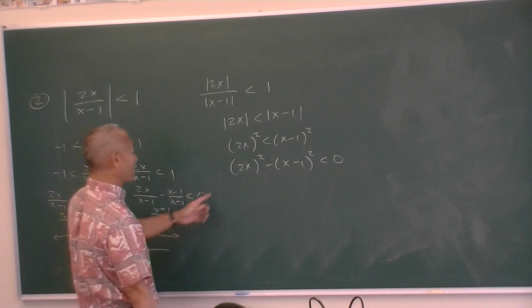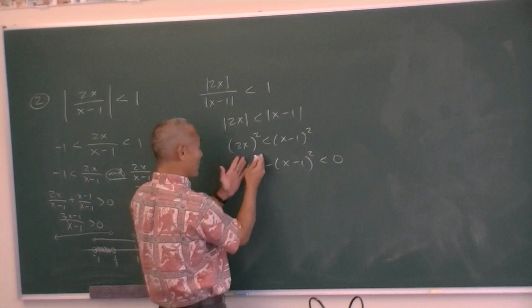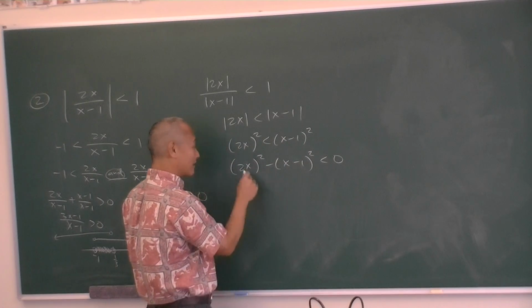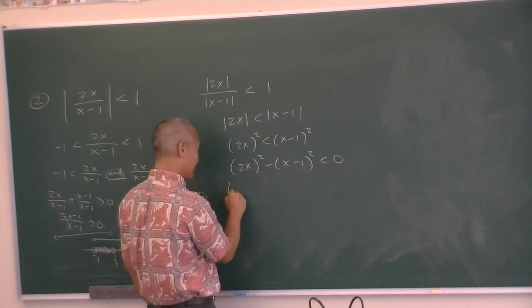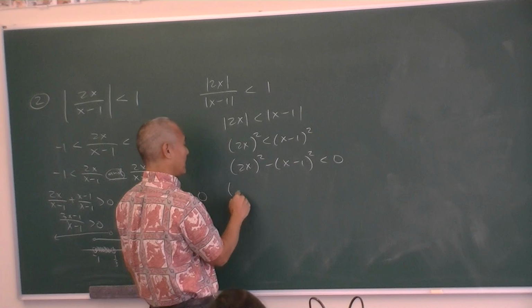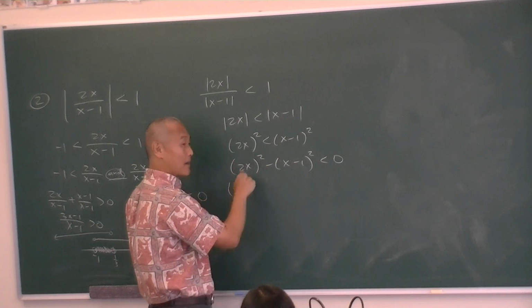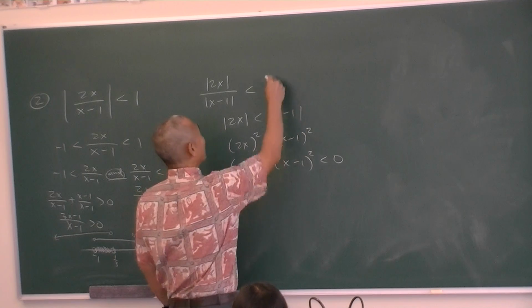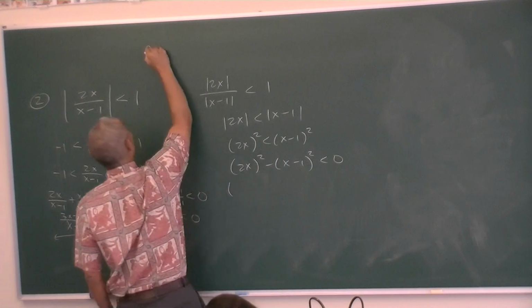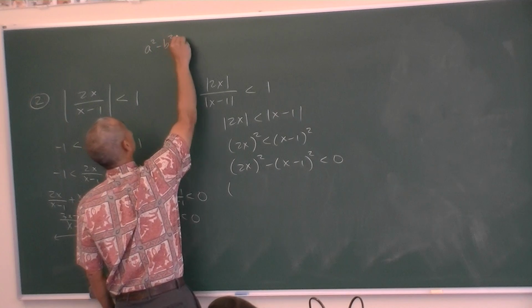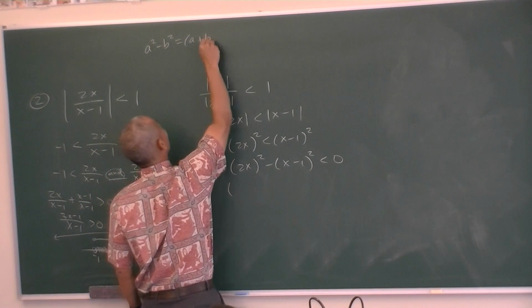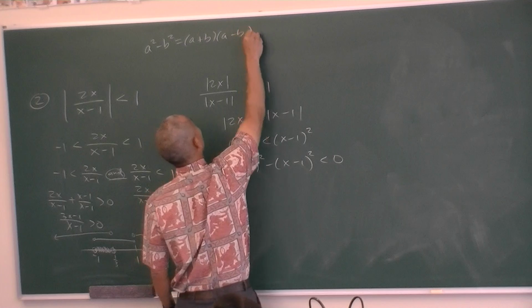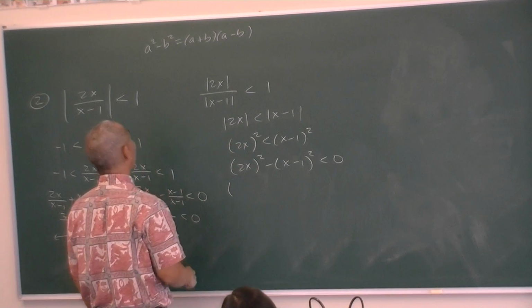Make one side 0, and then you have a difference of squares. See, this is like a squared minus b squared. How do you factor a squared minus b squared? A plus B times A minus B. What is A plus B? If this is A and this is B, what is A? Here, I'll write it for you. No, too late. A squared minus B squared equals A plus B times A minus B.